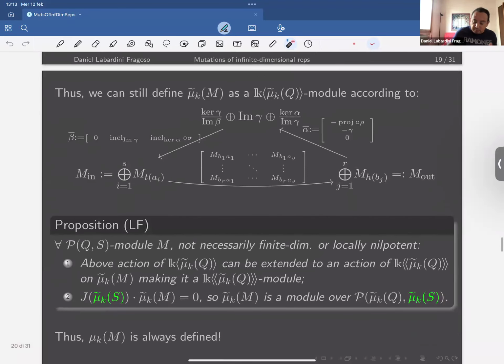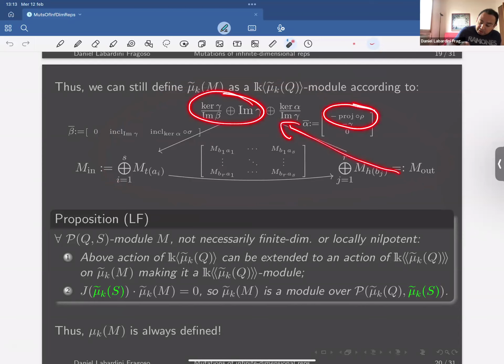And then we arise at the same picture. From here to the co-kernel, one takes minus the projection and ignores this part of the kernel of alpha. And from the kernel of alpha, one just includes into this space, and this is mapped to 0. Now, as I said before, this defines a representation of the quiver mu k tilde, namely a module over the path algebra of mu k tilde. So the path algebra, not the complete one.